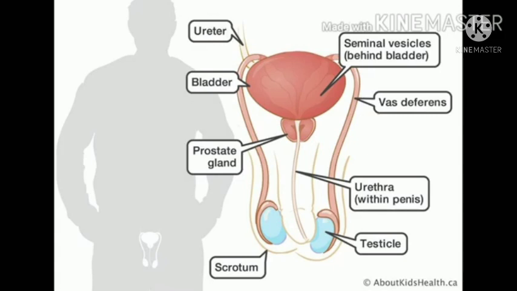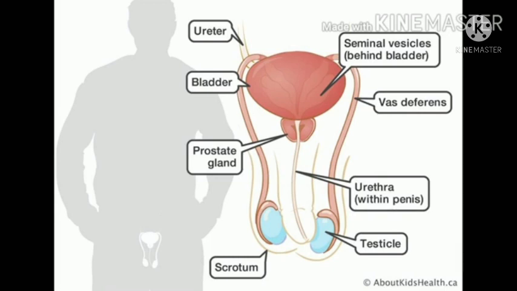Testes are present in the scrotum, outside the abdominal cavity. Testes contain numerous seminiferous tubules. Germinal epithelium present in the tubule divides by meiosis to produce sperms. Those sperms are sent forward through various tubules.